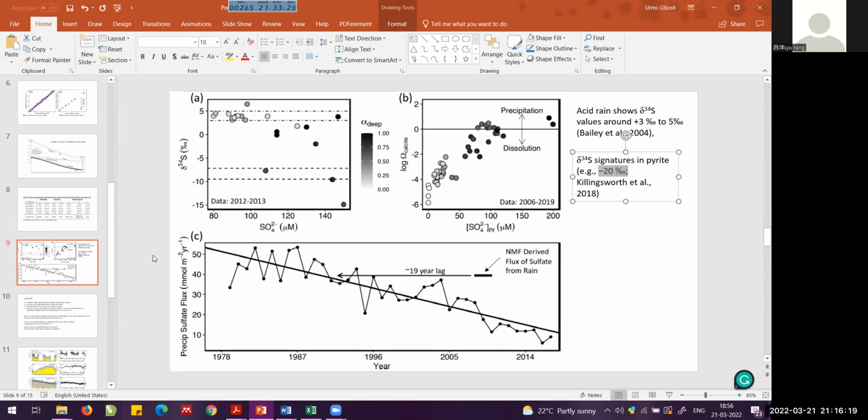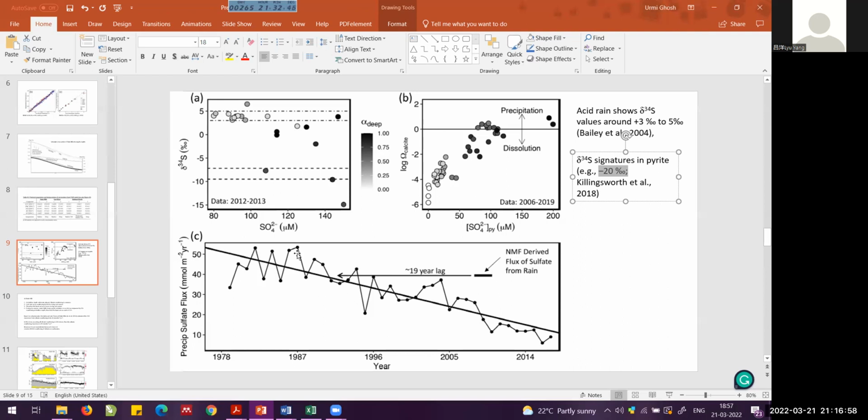Also, from the literature data, they have collected the sulfur flux over the year, and this is the particular curve that they have found. And from the NMF derived flux of sulfate from rain, this is the range. What they observe is there is a certain deviation, as we can see, and instead this value matches with the sulfate flux at a time lag, which, as it has been calculated, is a 19-year time lag.